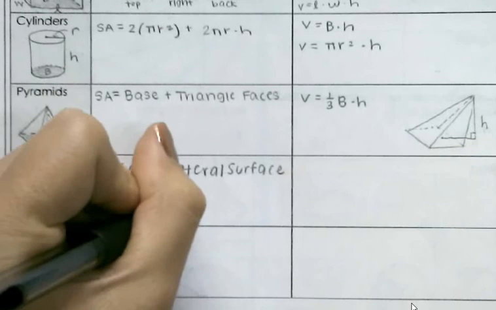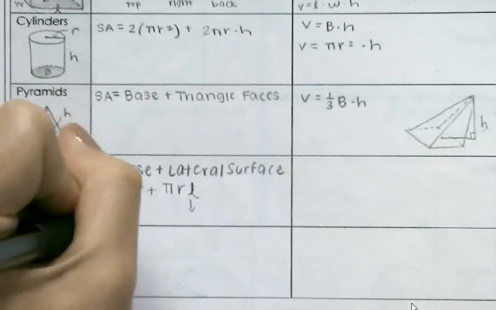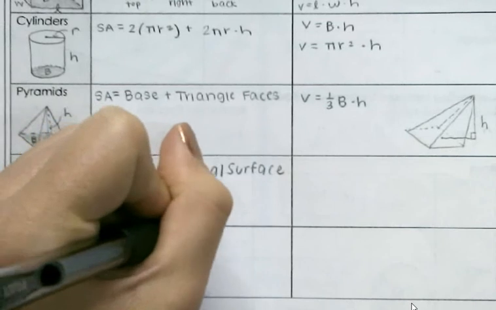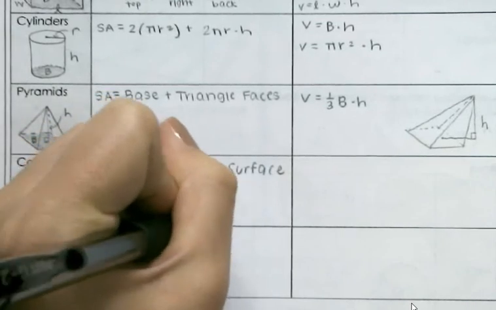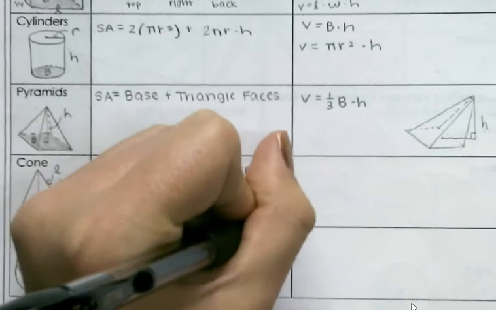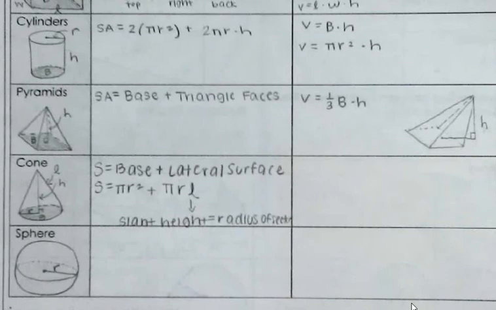And L is the slant height, which is equal to the radius of the sector. Okay, so when we form that net, that bigger circle that we took a portion out of to create that sector, whatever that radius is, we call that the slant height.